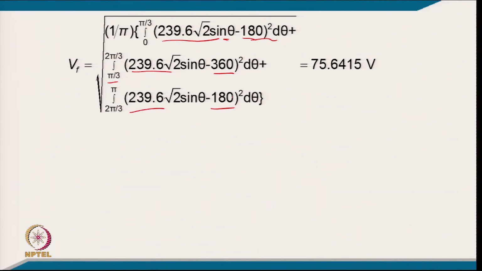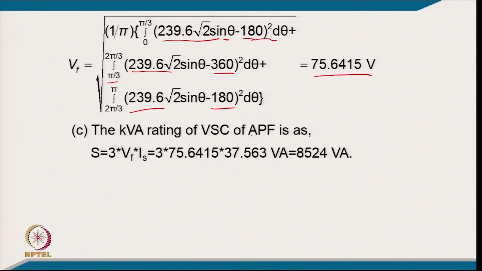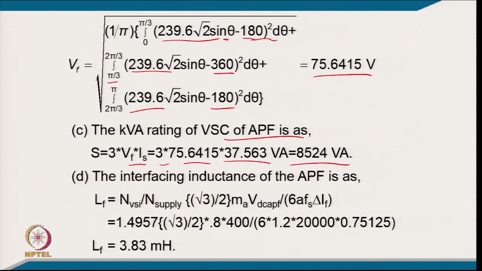So, taking all the calculations, it comes to 75.6415 volt. The kVA rating of the VSC of the series active filter will be 3 into VF into IS. So, it will be 3 into 75.6415 into 37.563 ampere, which is 8524 VA, that is the kVA rating of the series active filter. The interfacing inductance of the series active filter will be LF, from the turns ratio and the ripple current relation. If you put in all the values, the interfacing inductance comes to 3.83 millihenry.